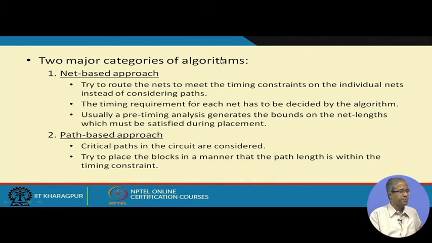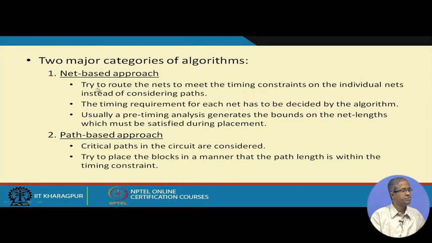So, the algorithms broadly can be classified into two classes. One works on a net by net basis. So, you recall, what is a net? A net is a connection of pins which have to be connected. They belong to the same, means equipotential net in that sense. So, in the net based approach, here we try to route the nets to meet the timing constraints individually on a net by net basis. We do not consider the paths.